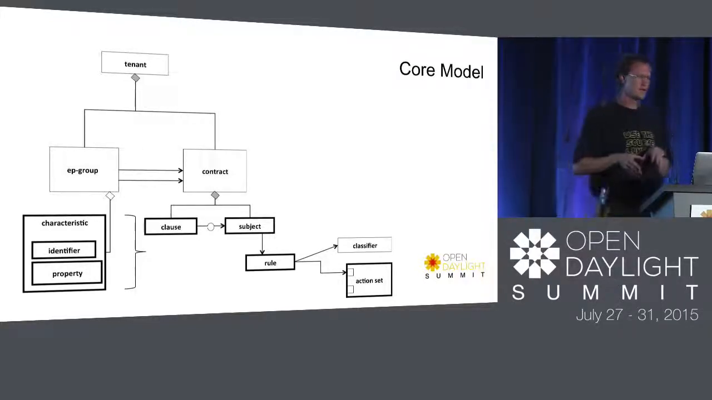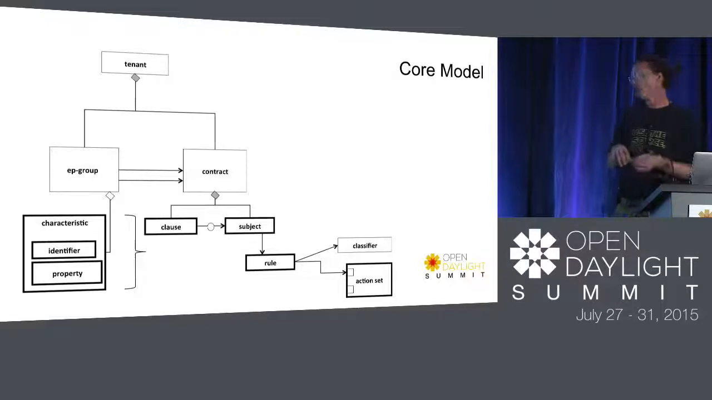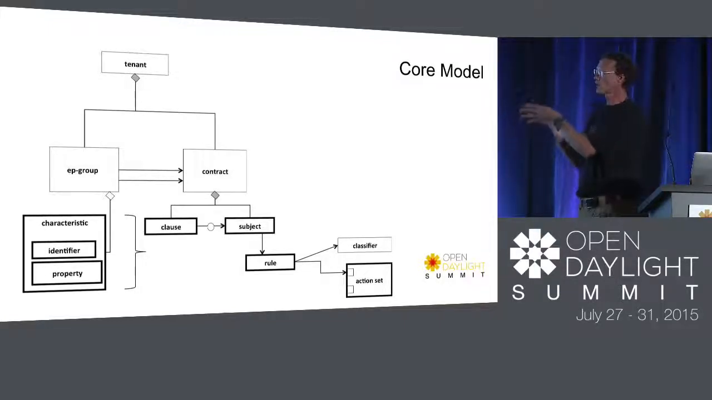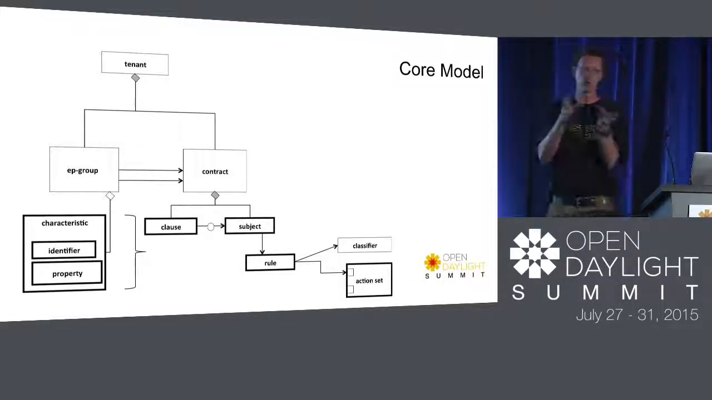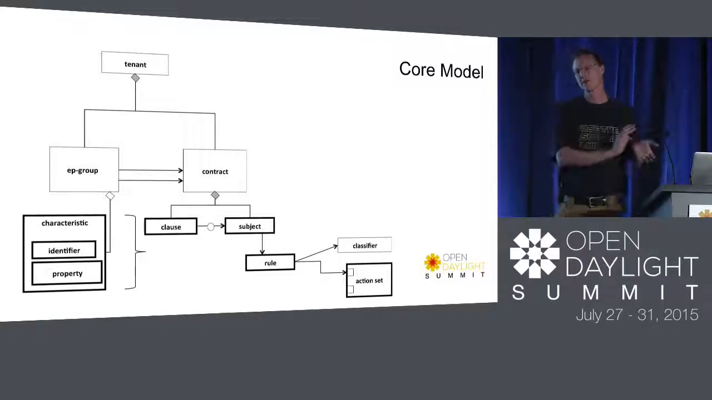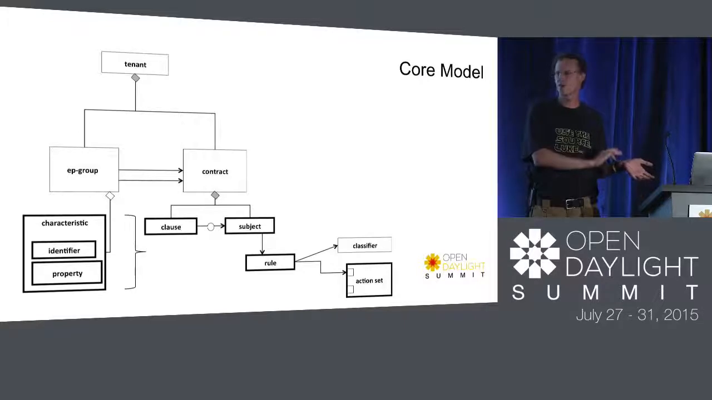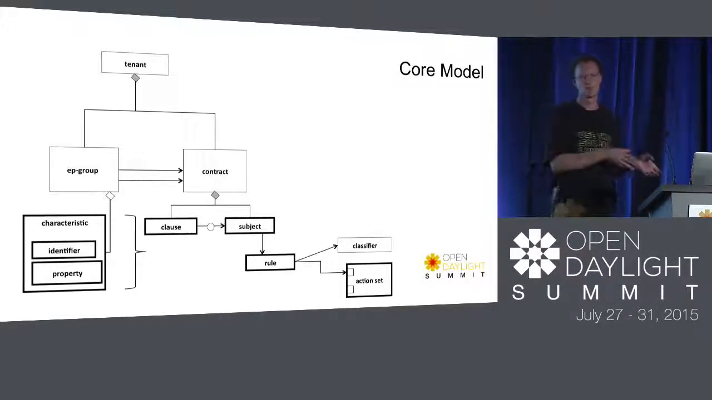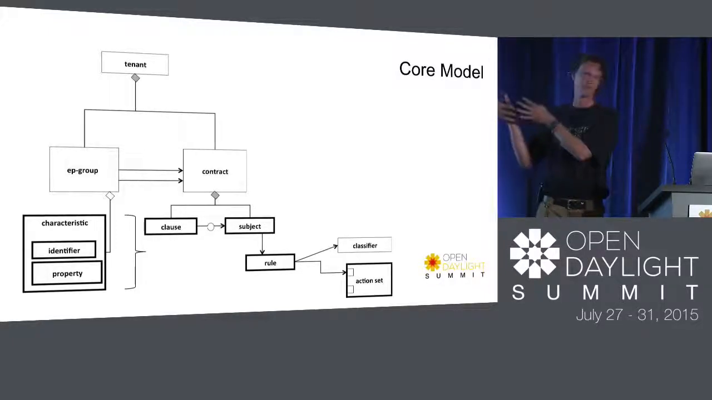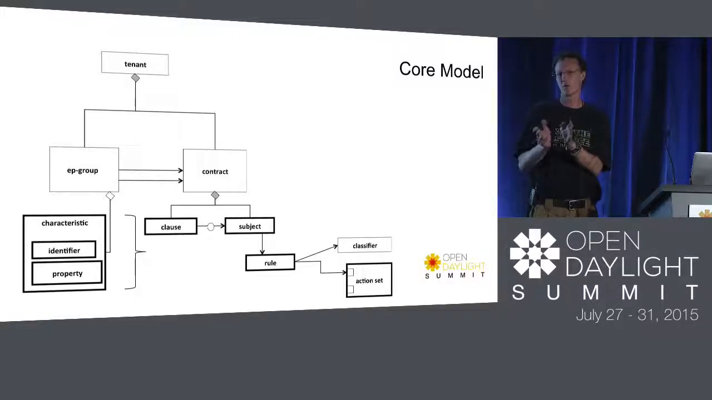Now, the clauses give us a little bit more flexibility. Ostensibly, the contract, subject, rules and classifiers are all to do with what happens between groups, but sometimes you may want some granularity down to the endpoint level. There are some peculiarities around an endpoint that you may want to be able to express, and so we can have some characteristics about those endpoints that we call out as identifiers. We add that into a clause, and the clause allows us to say which subjects are in scope based not only on the endpoint group, but also the endpoint conditions themselves.